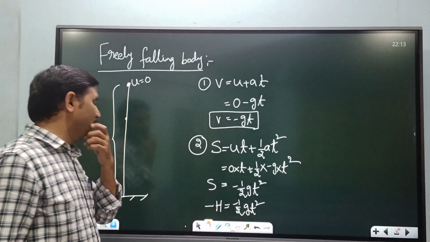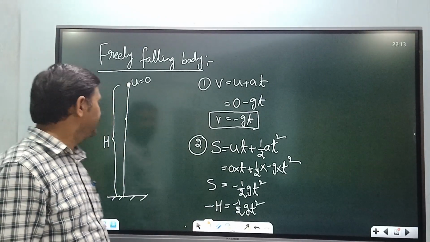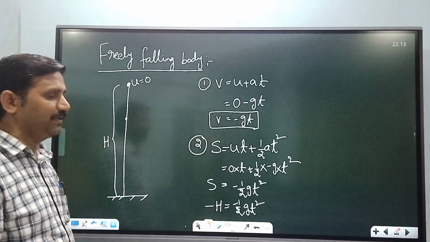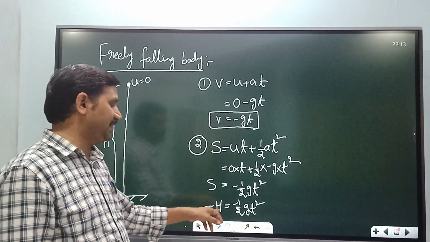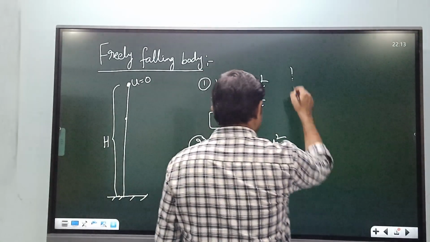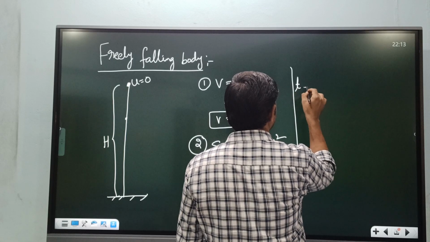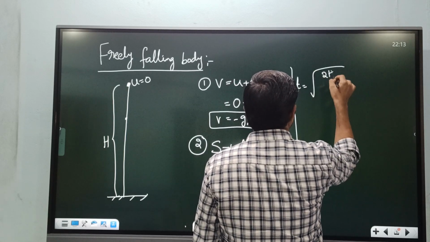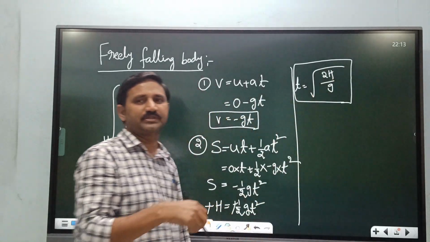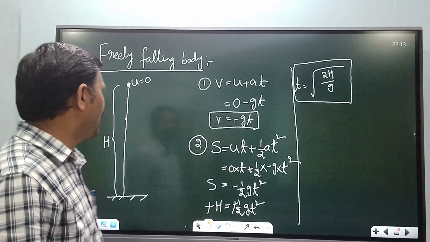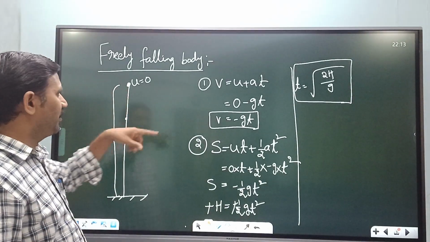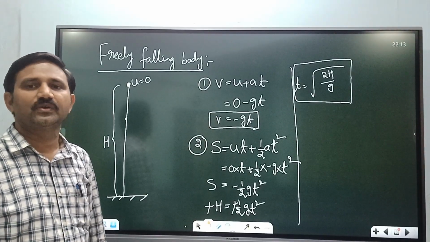Why did we take minus h here? S is replaced by minus h, because after some time t the body is below the reference point. So that's why we took minus h. So minus h is equal to minus half gt square. From this, t is equal to under root 2h by g. This is the time taken by the body to reach the ground. If the body is dropped from the top of a tower of height h, then the time taken by the body to reach the ground is t equal to root of 2h by g.